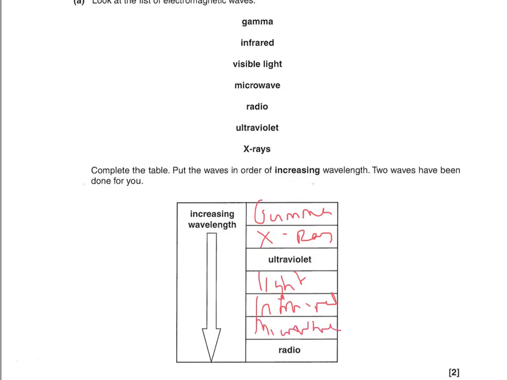So if you got them all right, then you get 2 marks. Sorry, that's incorrect. If you got the top 2 right, that gets you a mark, and if you got the bottom 4 right, that also gets you a mark. So it's kind of split into 2 marks. But obviously if you've got them all right, you get both marks.